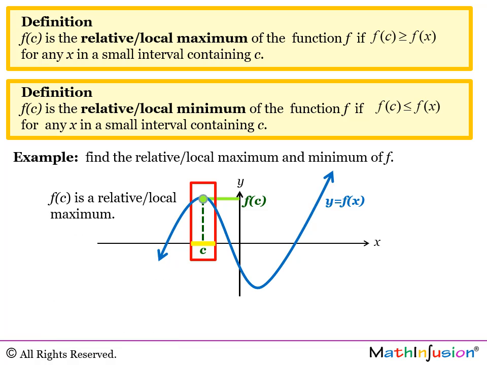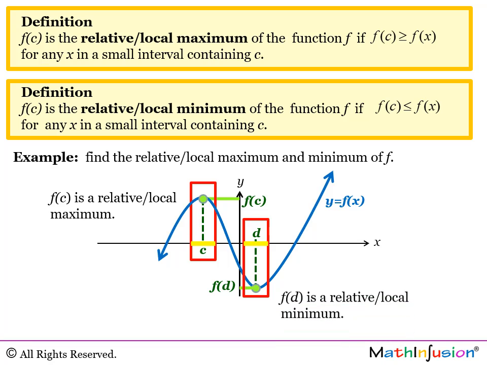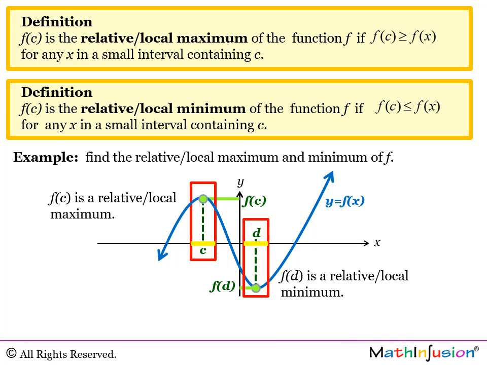You can see why f(c) is a relative and local maximum, because look at the little surrounding of c. This is the highest point. And for the same reason, this is a relative minimum, because if you take the surrounding of d, then this is the lowest point. So f(d) is a relative or local minimum.